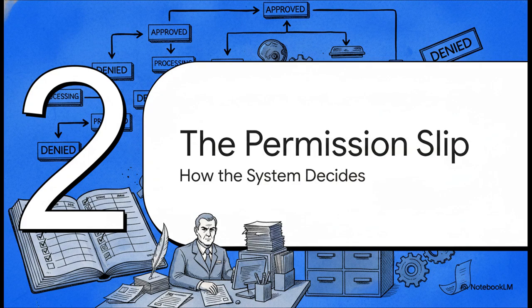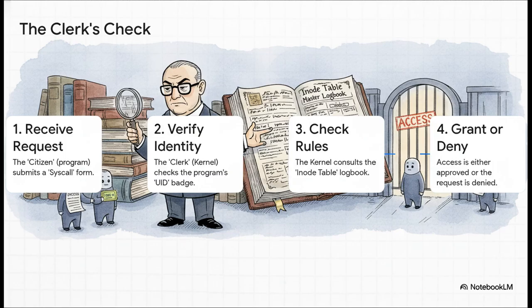Okay, so now we know who's who. But how does the clerk, our kernel, actually decide to say yes or no to a request? It's not just a random guess. It's a very strict, very formal procedure. The process is exactly the same every single time. It's a four-step check. First, the program submits its request form, the syscall. Second, the kernel checks the program's user ID badge to see who's asking. Third, it flips open its master logbook, the Inode table, to check the specific rules for that file. And finally, only after all that checking is done, the kernel will either grant access or deny it.